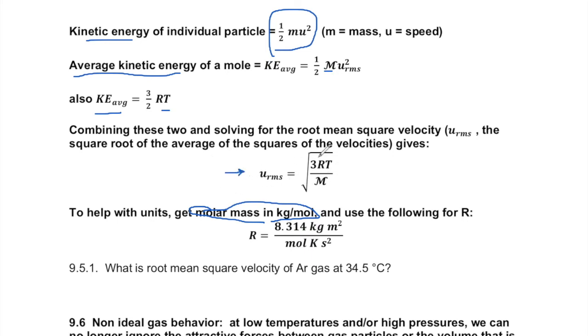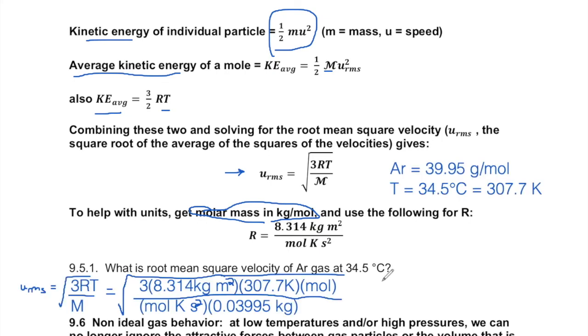That the root mean square velocity is 3RT over the molar mass, and then the square root of that entire amount. So then the only challenge remaining is to put R in the correct units and to get the molar mass in kilograms per mole, which is a bit unusual. That's not what we usually see. But once we do that, we can have the units cancel and get a speed in meters per second. The root mean squared velocity then is the square root of 3RT over m, the molar mass.